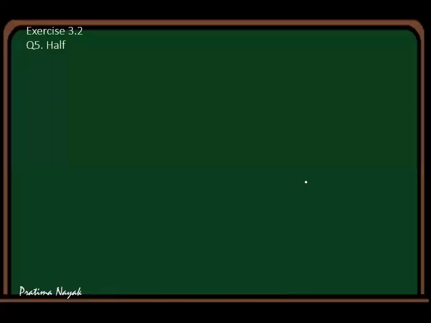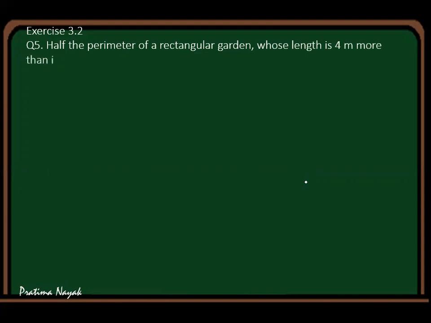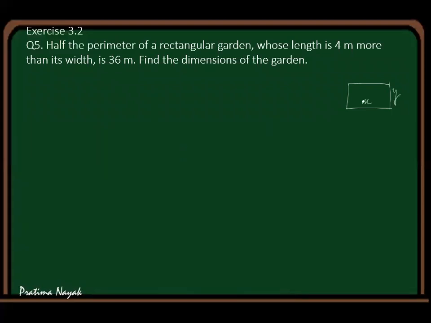Exercise 3.2, question number 5: Half of the perimeter of a rectangular garden, whose length is 4 meter more than its width, is 36 meter. Find the dimensions of the garden. Since it is a rectangular field, it has two dimensions, one is length, one is breadth.